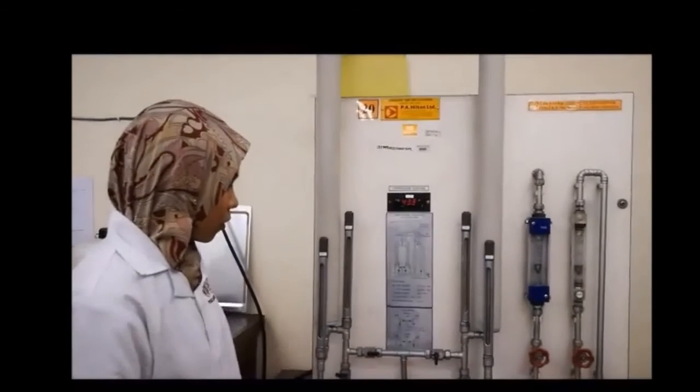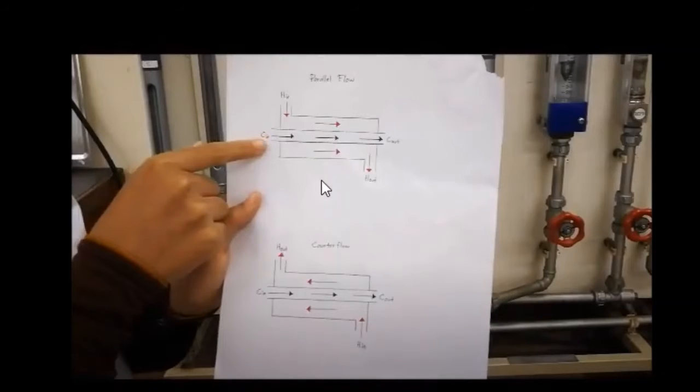So a heat exchanger actually consists of 2 types of flow, which is parallel flow or co-current flow, and counter current flow. So actually there are differences between these two flows. Co-current flow explains the flow of the fluid that flows in or flows out in the same direction.